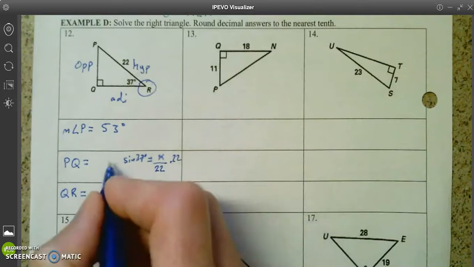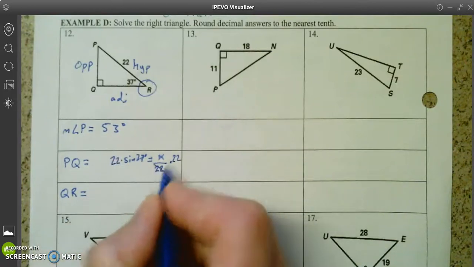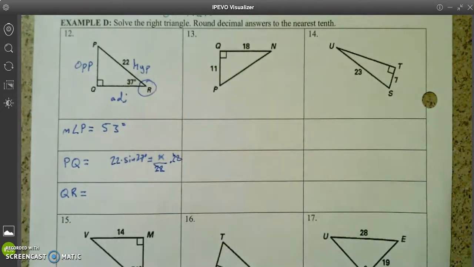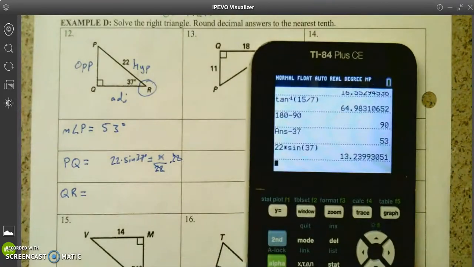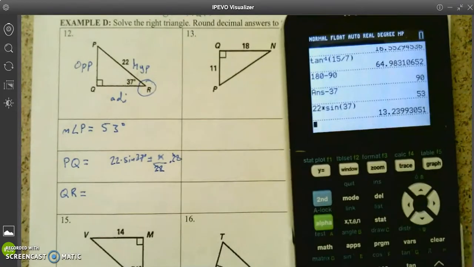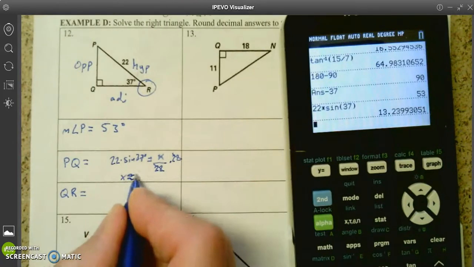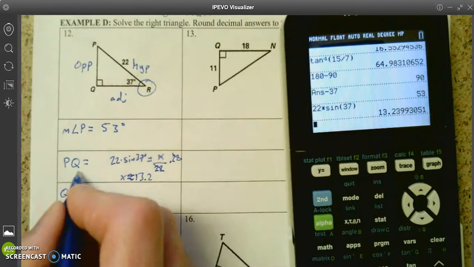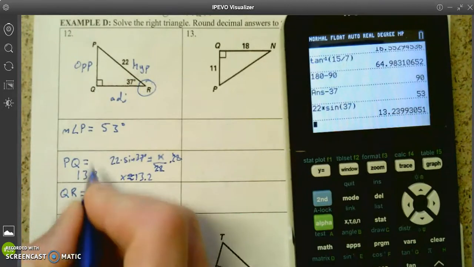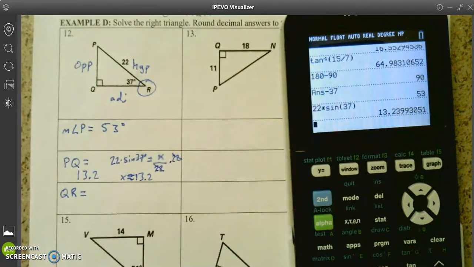Multiply both sides by 22. So if I take 22 times sine of 37 degrees, that gives me about 13.2. And that's what x is. 13.2. So PQ is 13.2. Q to R.